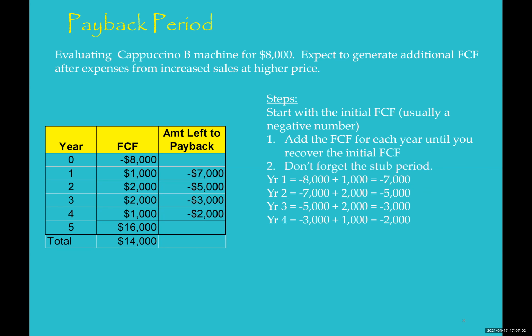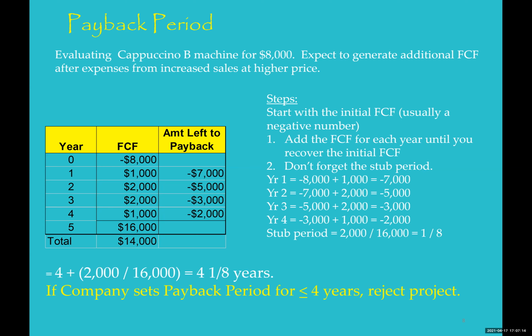To find that last stub period, we take the $2,000 that's left, ignore the negative, and divide it by the 16,000 that we expect to get in year five, and we get 1/8, or 0.125. So if I purchase Cappuccino B machine, I will break even in 4 1/8 years. If your company has a payback period policy of doing any project that pays back in 4 years or less, you would reject this project. You would not purchase Cappuccino B machine because it takes too long to break even.